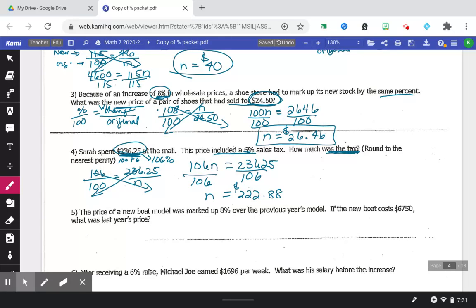And what we have here, this is the original cost before the sales tax. This is the cost with the sales tax. I just want to know, well, what was the amount of tax? So we're going to find that by taking the cost with the sales tax, subtracting the cost without the sales tax, and the difference between the two will give you the amount of sales tax. So Sarah is going to pay $13.35 in sales tax. Okay.